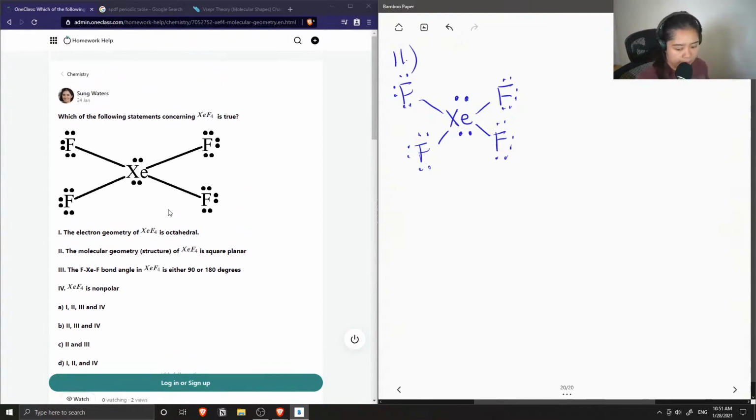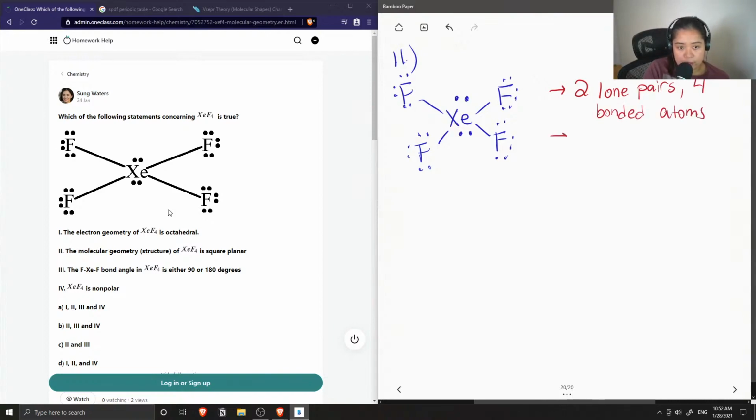Okay, so let's start off by counting the number of charge clouds that are on the central atom, which is xenon. By charge clouds, I mean the lone pairs and also all of the bonded atoms. So we can see that the xenon contains 2 lone pairs, and there are also 4 bonded atoms.